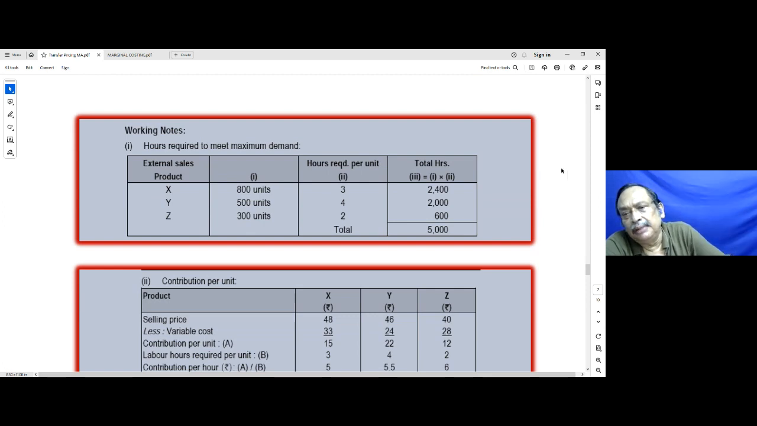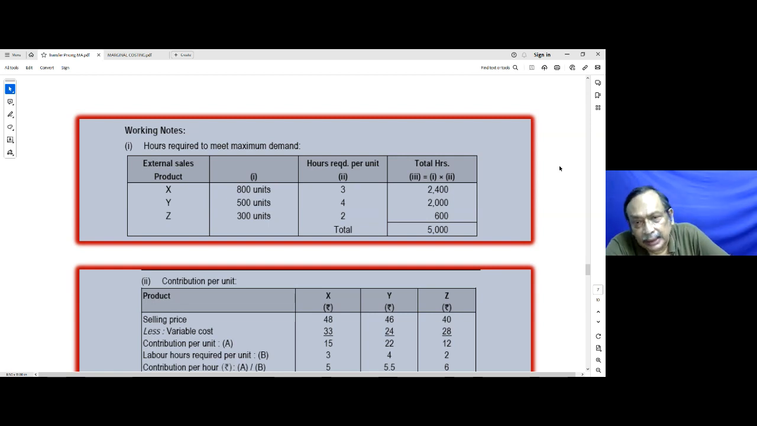Hours required to meet maximum demand. External sales of product X are 800 units, and hours required per unit is 3. So the total labor hours required for the sale of product X by division A will be 2,400 labor hours. So far as Y is concerned, 500 units multiplied by 4 comes to 2,000, and Z 300 units into 2 is 600. So the total comes to 5,000.